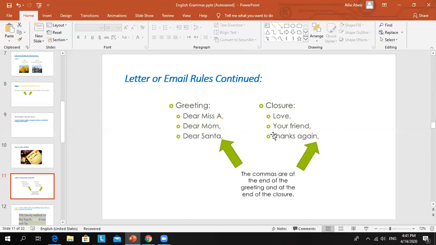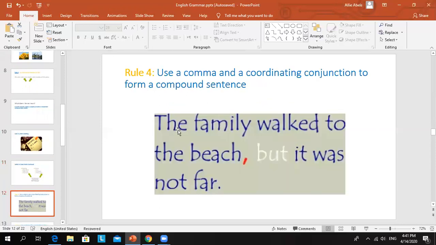"Your friend," before I end my letter, "your friend, comma, Mr. Ali," for example. Or if I use the word love, before I put my name, I put love, comma. "Thanks again for assisting me, Mr. Sultan," comma, and my name. So that's at the end of a letter or an email. Okay, then we look at the fourth rule.